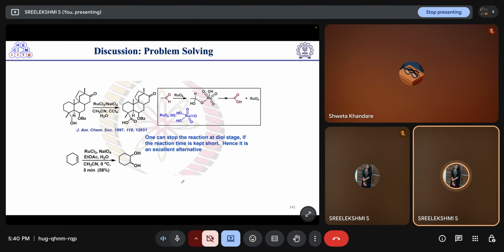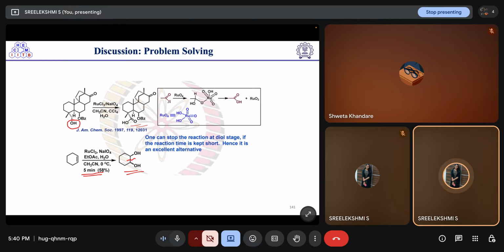Then there are some more examples where this hydroxyl group is getting oxidized into the corresponding carboxylic acid. Then here, yeah, we can see if we are controlling the time of the reaction, we can stop the reaction at the diol stage before this carbon-carbon bond gets cleaved and converts into this diketo compound or dialdehyde compound. We can stop the reaction at this diol stage if it is kept for a shorter time.